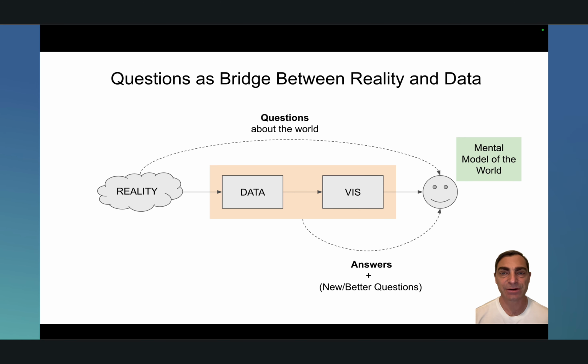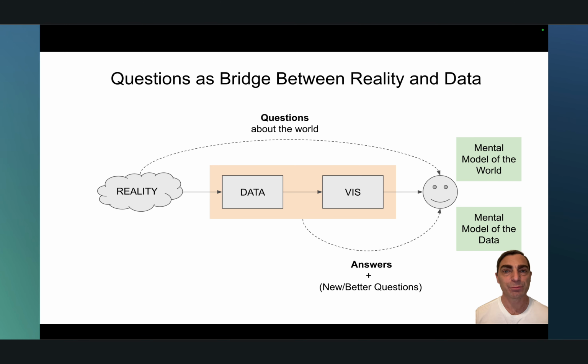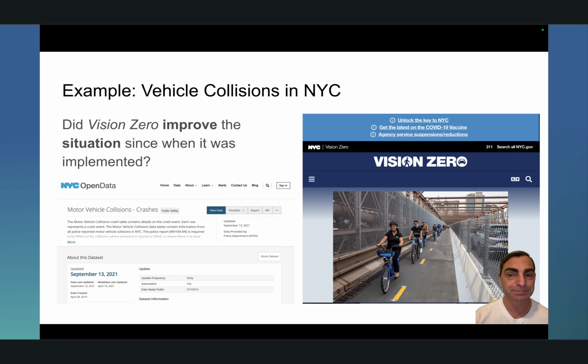And typically the person who is doing this analysis has two main mental models. The first mental model is the model of the world, how the world works. Of course, this means that people who have different mental models have a different level of knowledge to understand that world, which is actually a really important aspect. And then the mental model of the data, which means what we think is in the data and what we can extract out of it in order to understand the reality better. So questions are a bridge between reality and data.